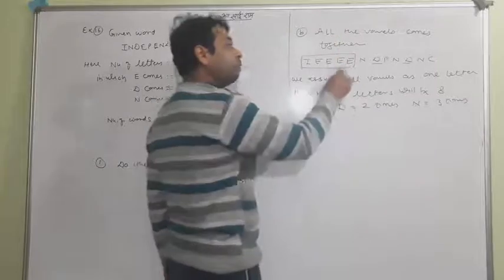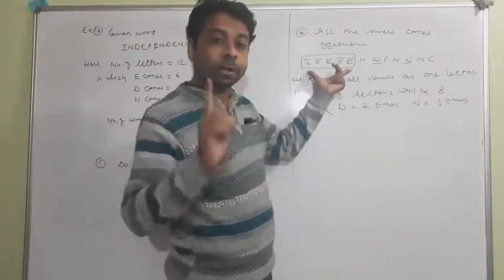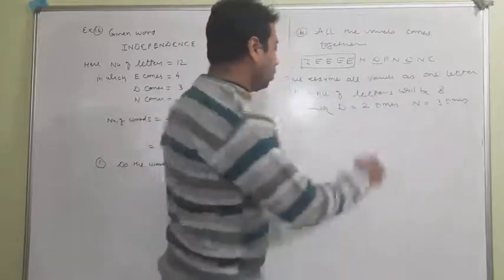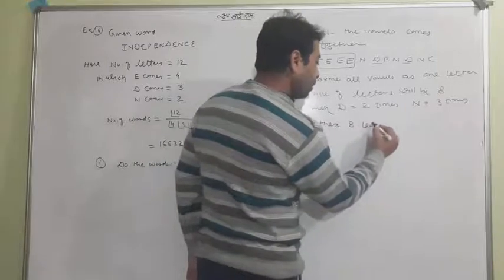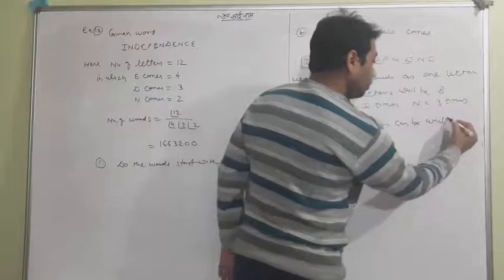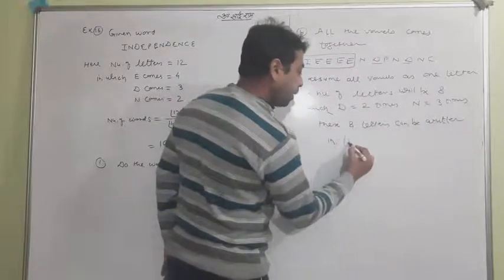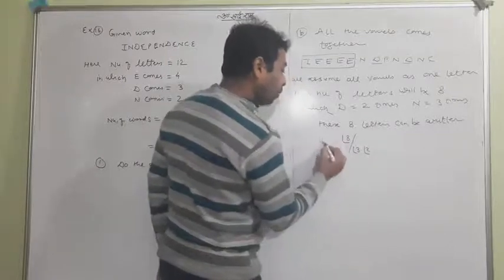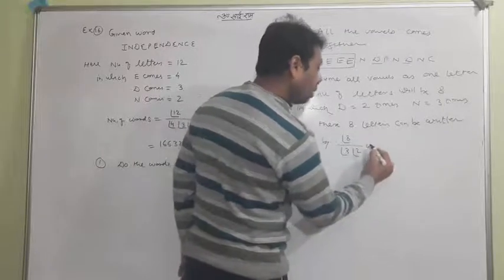Sometimes students ask about E. Please don't do this, because it is not 5 letters, it is 1 letter. So repetition will happen for D and N. So these 8 letters can be written in how many ways? Factorial 8 upon factorial 3 and factorial 2 ways. But it is not the answer.